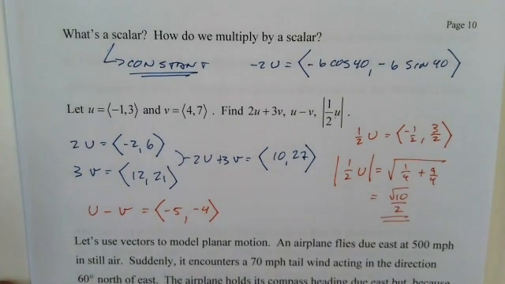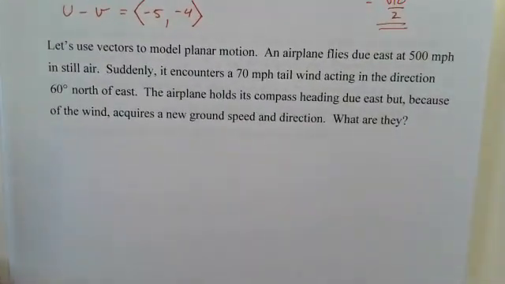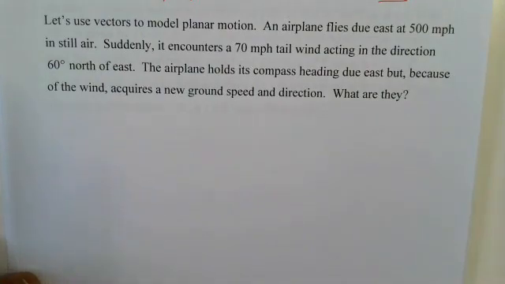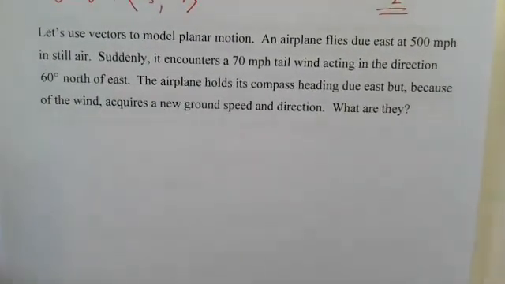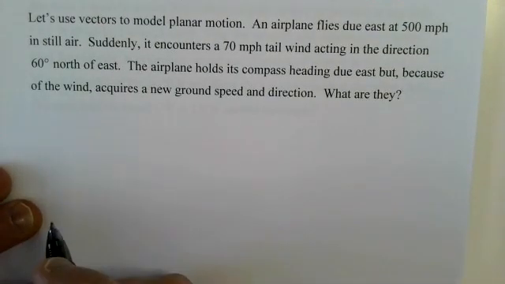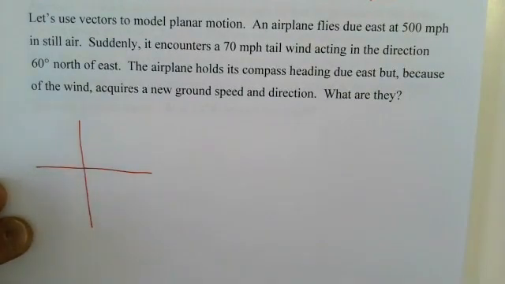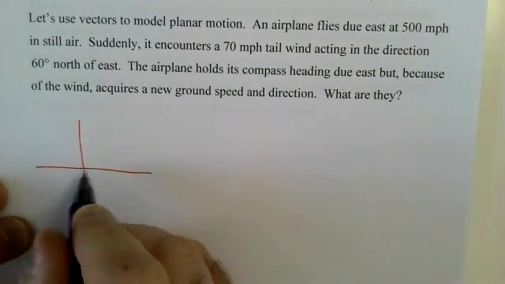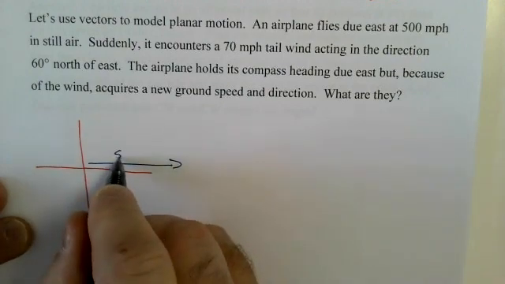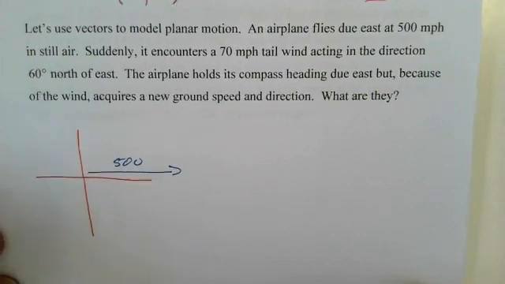Now we can actually do some problems. Like I said, when I get these big nasty problems, I just break them into x's and y's and go from there. An airplane flies due east at 500 miles per hour in still air. Yeah, right. For those who don't know their directions, that's 500 miles per hour due east. Suddenly it encounters a 70 mile per hour tailwind acting in the direction 60 degrees north of east.